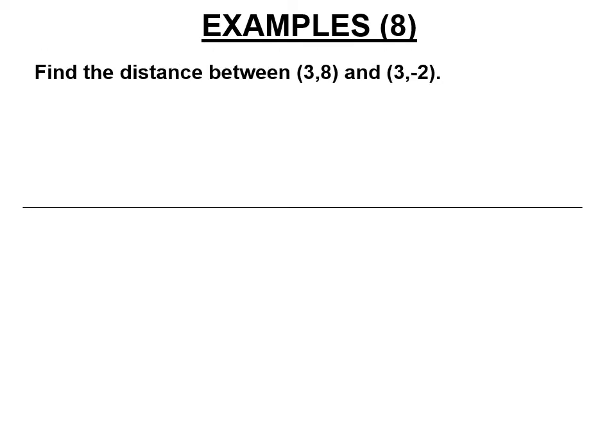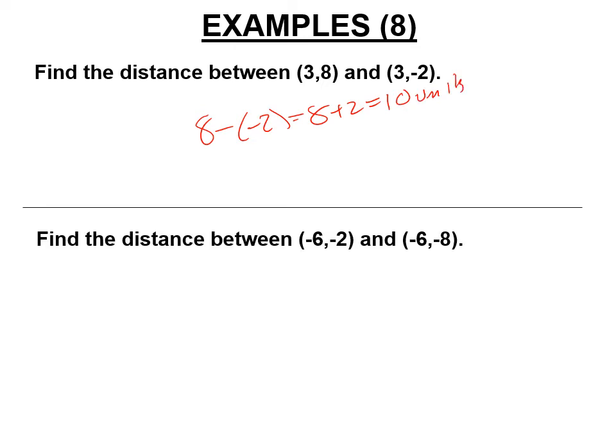Vertical distances. All right, so find the vertical distance, 8 minus -2, 8 plus 2, which is 10 units, right? Please don't get 6 there. It's 8 minus -2. All right, -2 minus -8, those are our y coordinates. This is a vertical distance. -2 plus 8, this is 6 units apart.